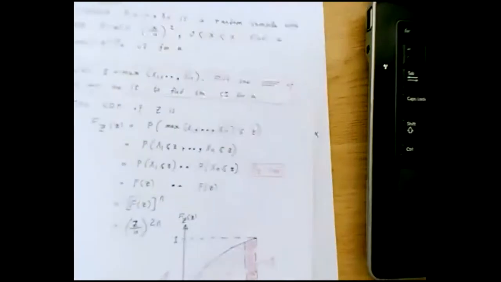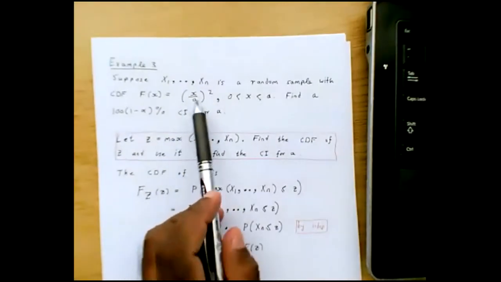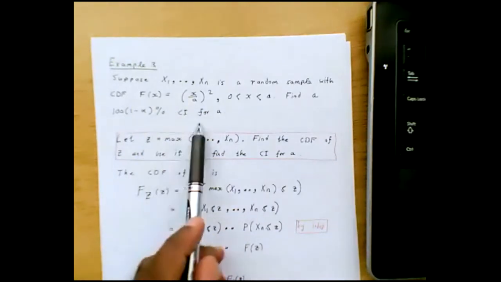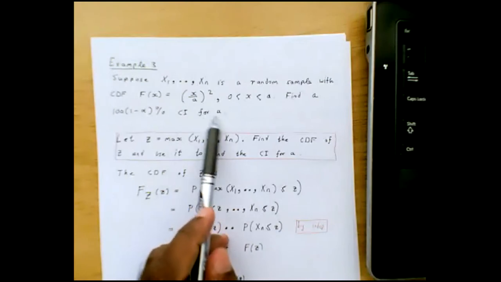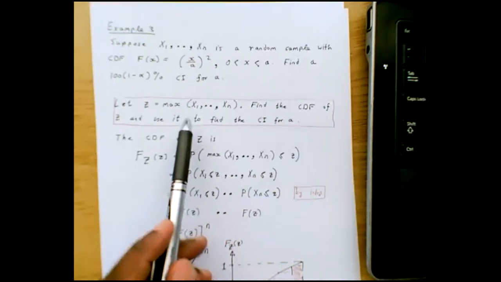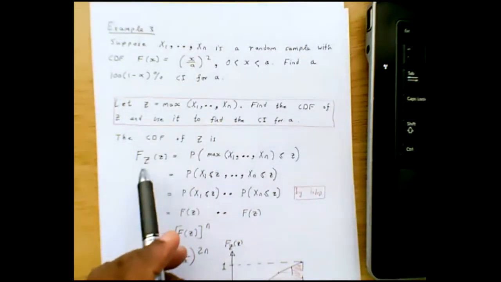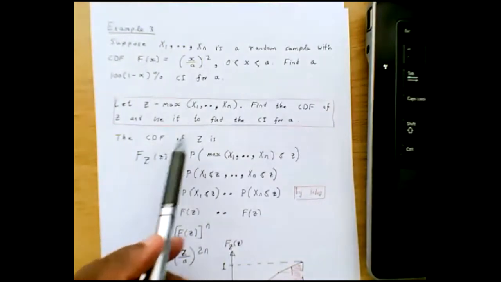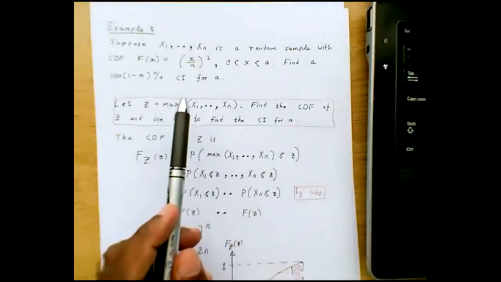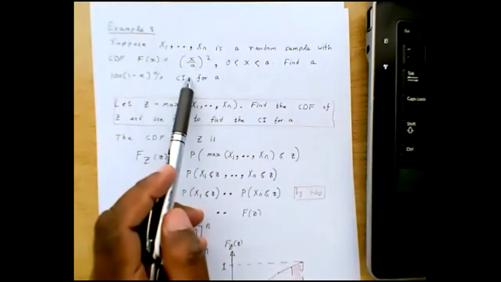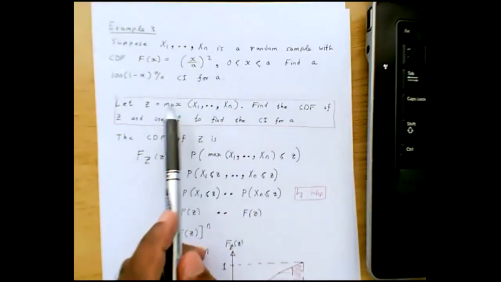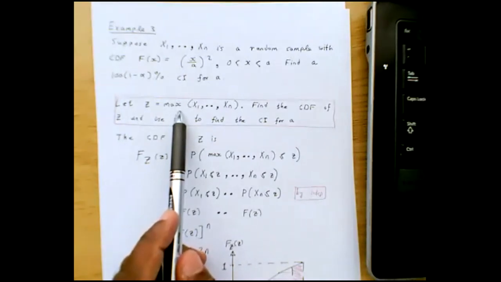Example 3 is a little bit involved. Here you have a random sample from this distribution with the CDF given by this. And the question is to find the confidence interval for the parameter A. Now, this is a non-trivial example in that you need to use this statistic, the maximum, in order to work out the confidence interval. If I give you a question like this in the exam, I will give you this hint in the red box, that you need to use this statistic in order to work out the confidence interval.